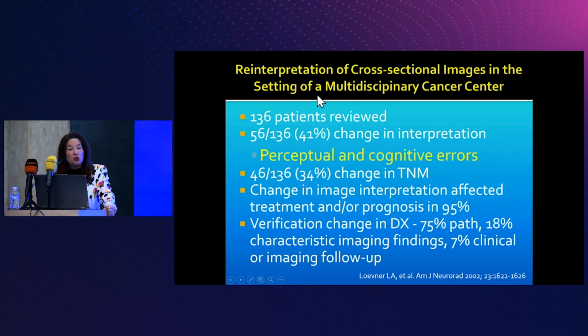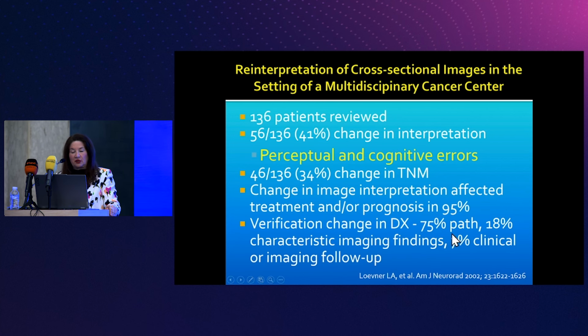Now, moving on to interpretive errors and perceptual errors in the setting of cancer, so important. This was a study that I did 2 decades ago, but I still use it every day. We reinterpreted cross-sectional imaging studies in the setting of a multidisciplinary cancer center. So we had 136 patients come in. Their outside films were reinterpreted by me in the context of the clinical history. A report was generated, and then we went back and compared my report with the outside report, the clinical finding.